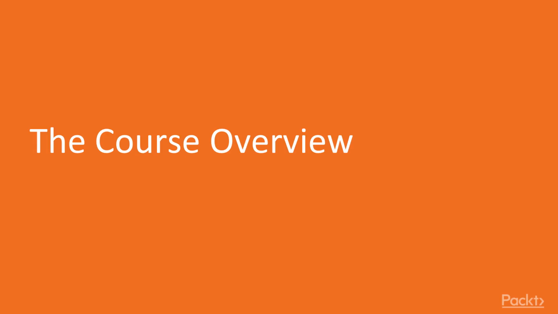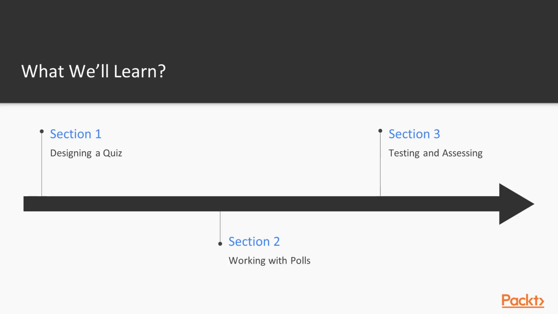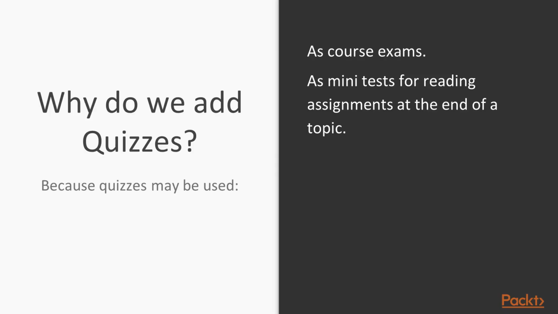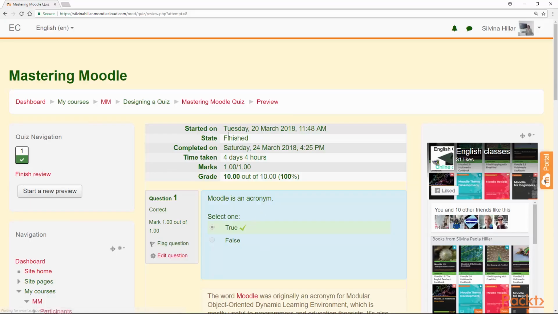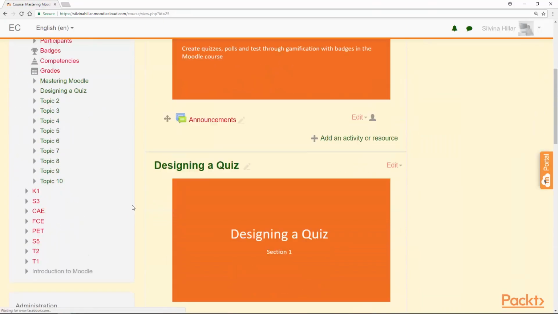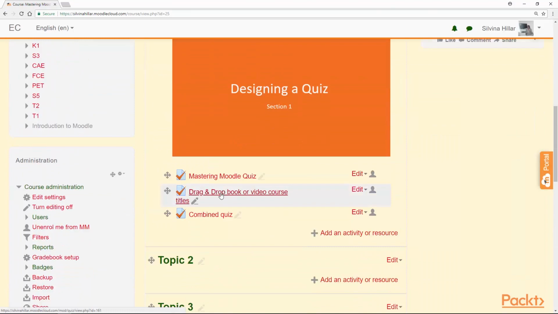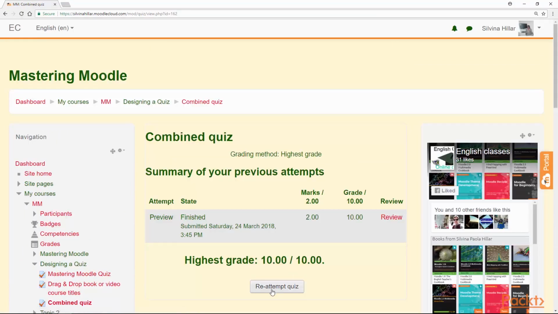The course overview. In this course, we are going to deal with Section 1, Designing a Quiz. In this section, we are going to deal with creating and adding a new quiz in Moodle, adding questions to the quiz, designing a drag and drop quiz activity with images, adding a drag and drop activity combined with a true or false quiz, submitting the activity and checking the grades.